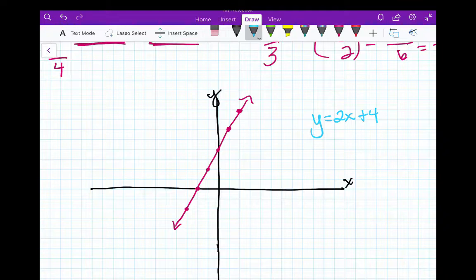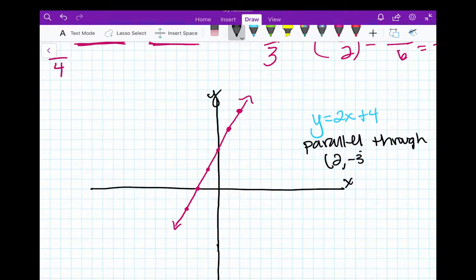So let's say that I wanted a line parallel to the original line, through the point. So I wanted my new line to go through the point 2, -3. So where is 2, -3? 2, -3 is down here. So if I want it to go through that point and be parallel, I know the slope needs to be 2. So I'm going to write it in point slope form.